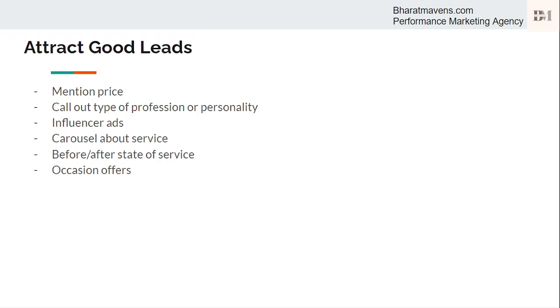Then you can also use influencer ads here. Influencers should not be any random, but should be from the same category, so there is authority and establishment of trust between the consumer and the influencer.